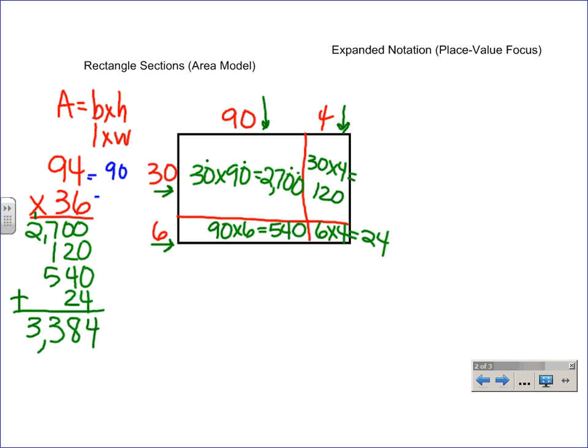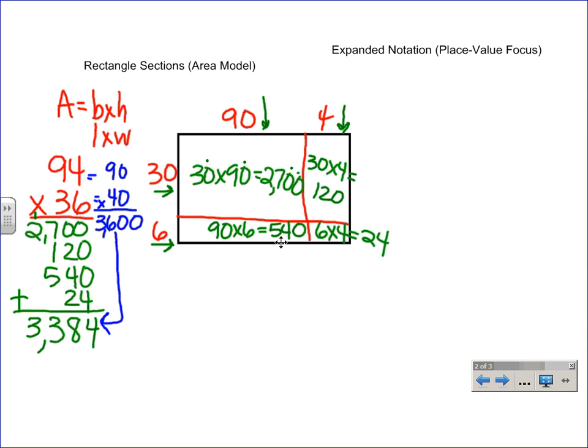Also in our head, we're always continuing to do estimation. This is about 90. This is about 40. 9 times 4 is 36. It's 100 times bigger. So 3,600. That's a pretty close estimate to what we ended up with for our final product.